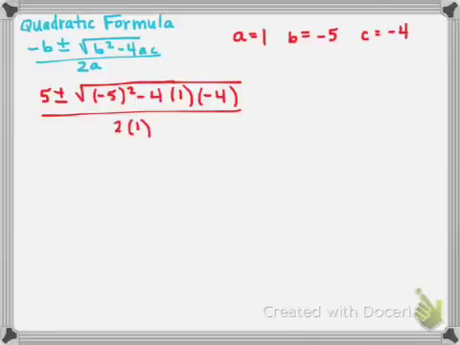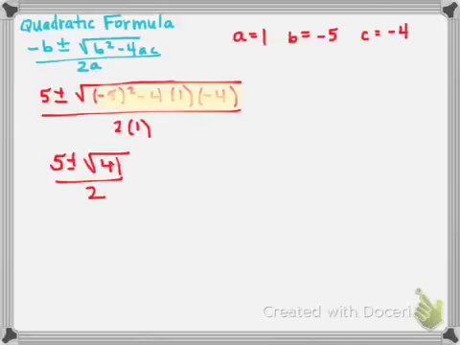Okay, so the first thing that you're going to want to do is the part that's underneath the square root, not including the square root. So put in your calculator negative 5 squared minus 4 times 1 times negative 4. And that is 25 plus 16, sorry, 41. And 2 times 1 on the bottom is just 2.